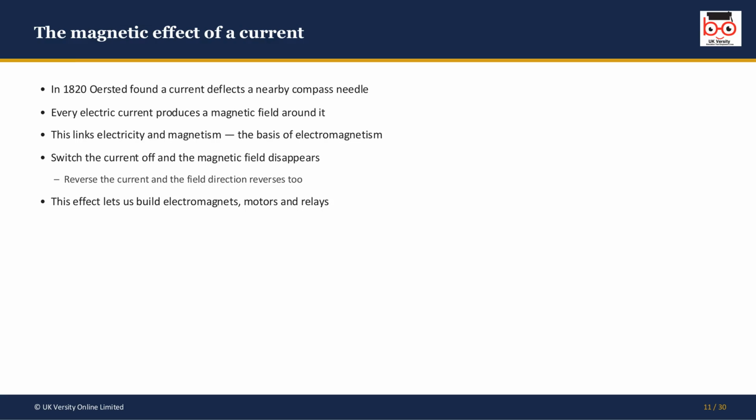Back in 1820, Ørsted noticed that an electric current deflects a nearby compass needle, which showed that every current produces a magnetic field around it. Switch the current off and the field vanishes. Reverse the current and the field reverses too. This intimate link, electromagnetism, is exactly what lets us build electromagnets, motors, and relays.